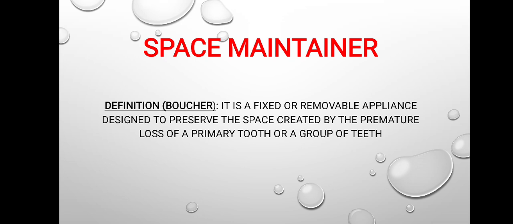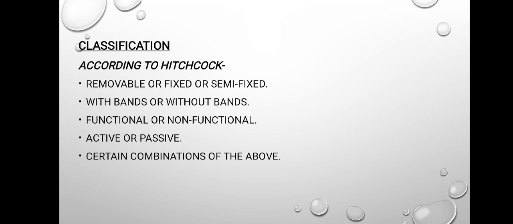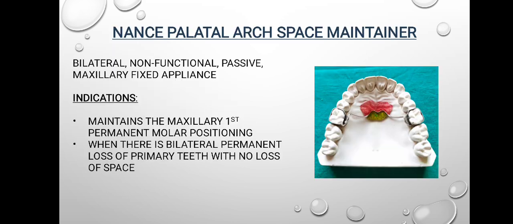Now we will discuss space maintainers, their definition and classification. The definition was given by Boucher: it is a fixed or removable appliance designed to preserve the space created by premature loss of a primary tooth or a group of teeth. Now, classification according to Hitchcock: removable, fixed or semi-fixed; with a band or without a band; functional or non-functional; active or passive; or a certain combination of the above.